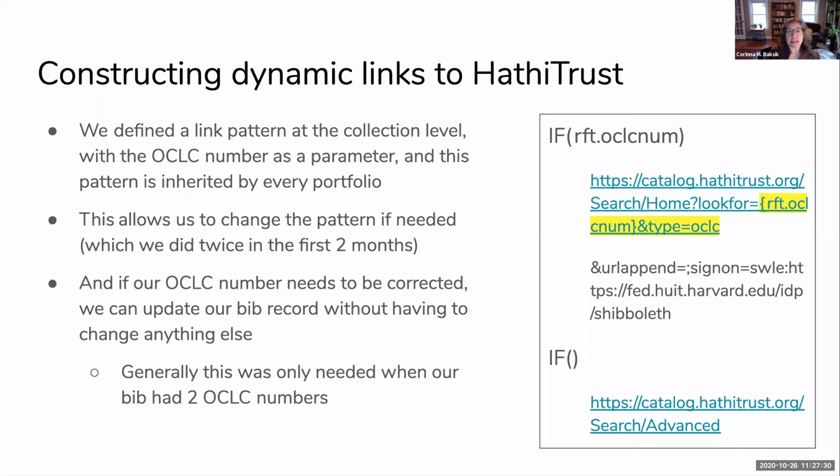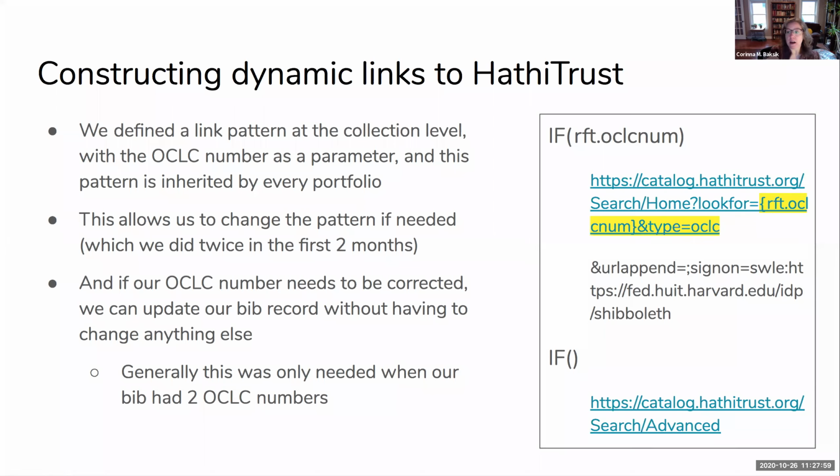So I want to talk about the dynamic links to HathiTrust, though this refers to the way that I loaded the links into Alma. I did not hard code links to a specific object or hard code links to any kind of system number anywhere. What you can do in Alma is, at the collection level, set a pattern. And anytime the link to Hathi is presented, it will read the pattern and insert the parameters needed.